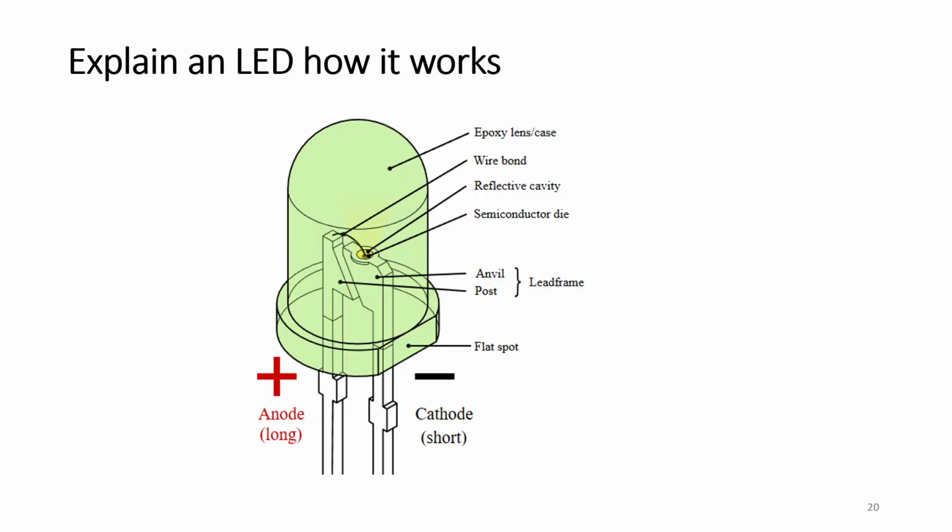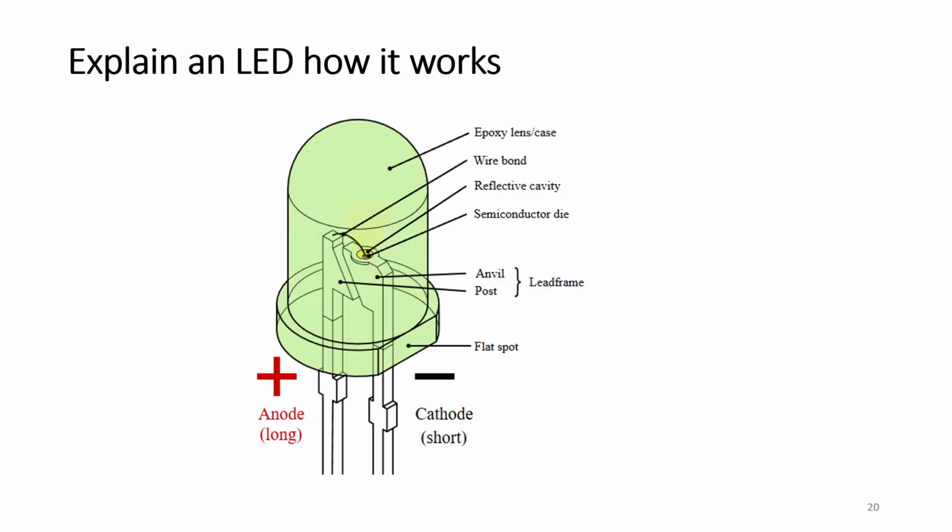The semiconductor die is electrically connected using a wire bond, which is a very thin metal wire that connects the top of the die to one of the metal supports. This wire bond provides the electrical connection to the anode side of the LED. The die itself is mounted on a metal support called the anvil, which also serves as a heat sink and provides the electrical connection to the cathode. The anvil and the post together form the lead frame, which is the internal metal structure that supports the die and connects it to the external leads.